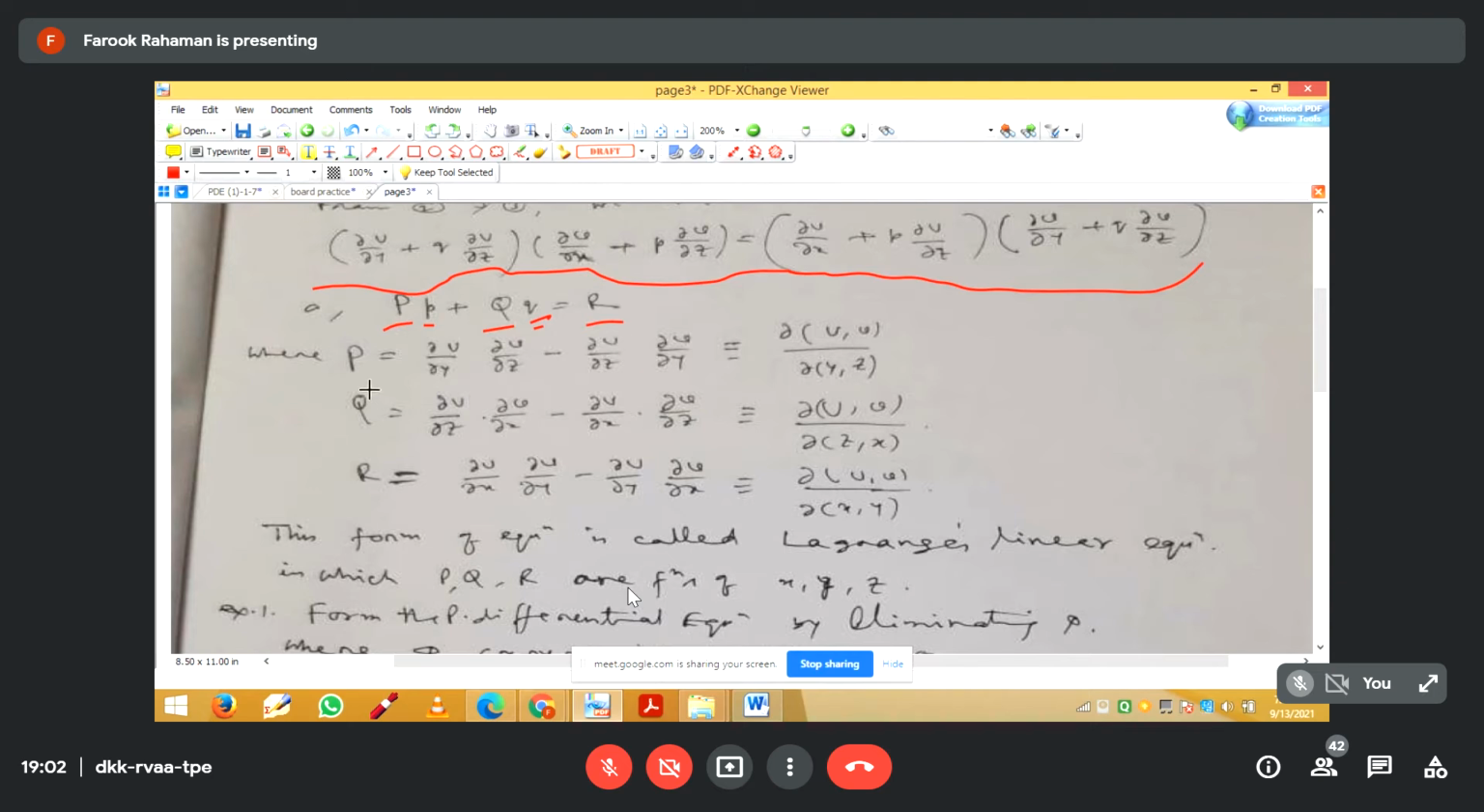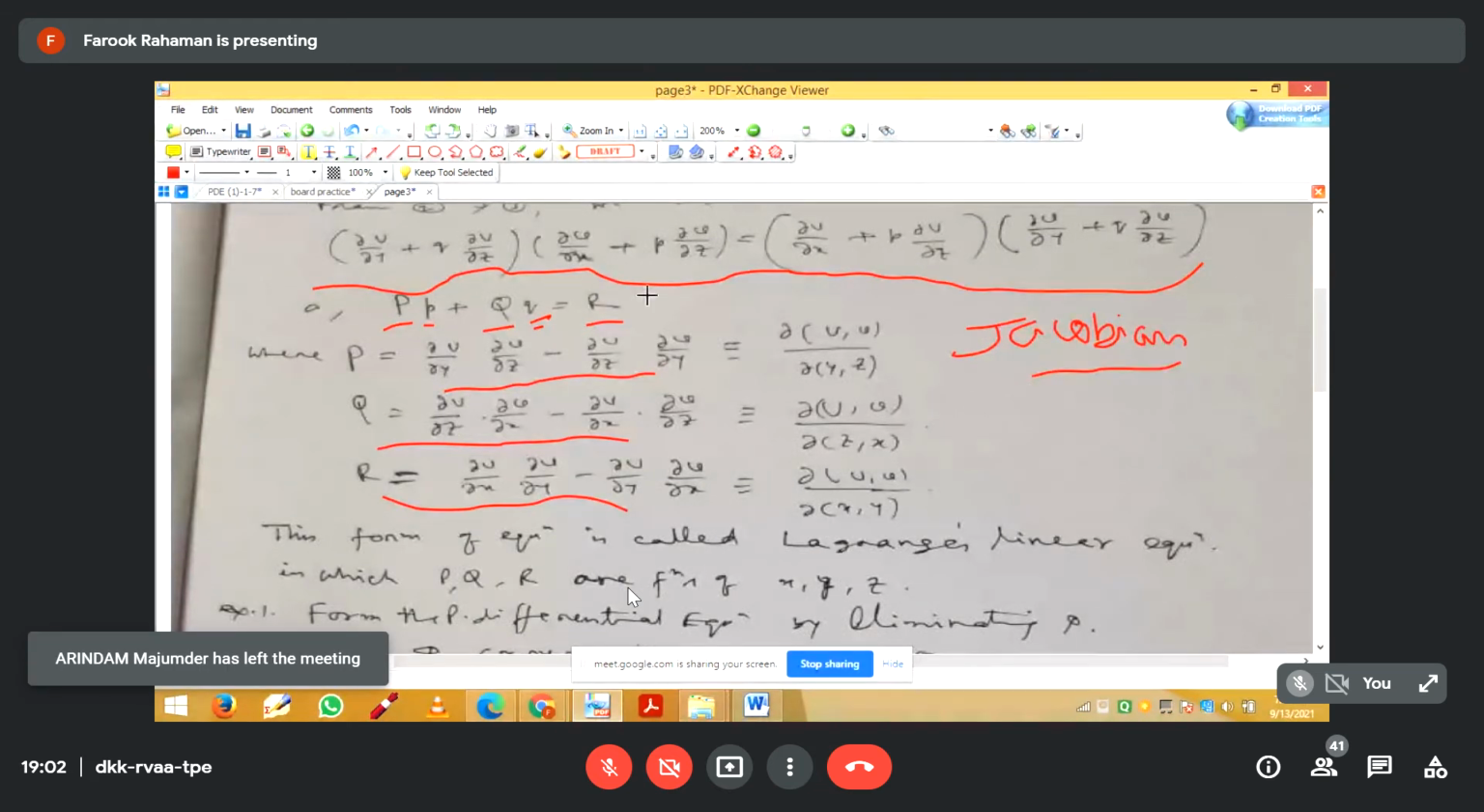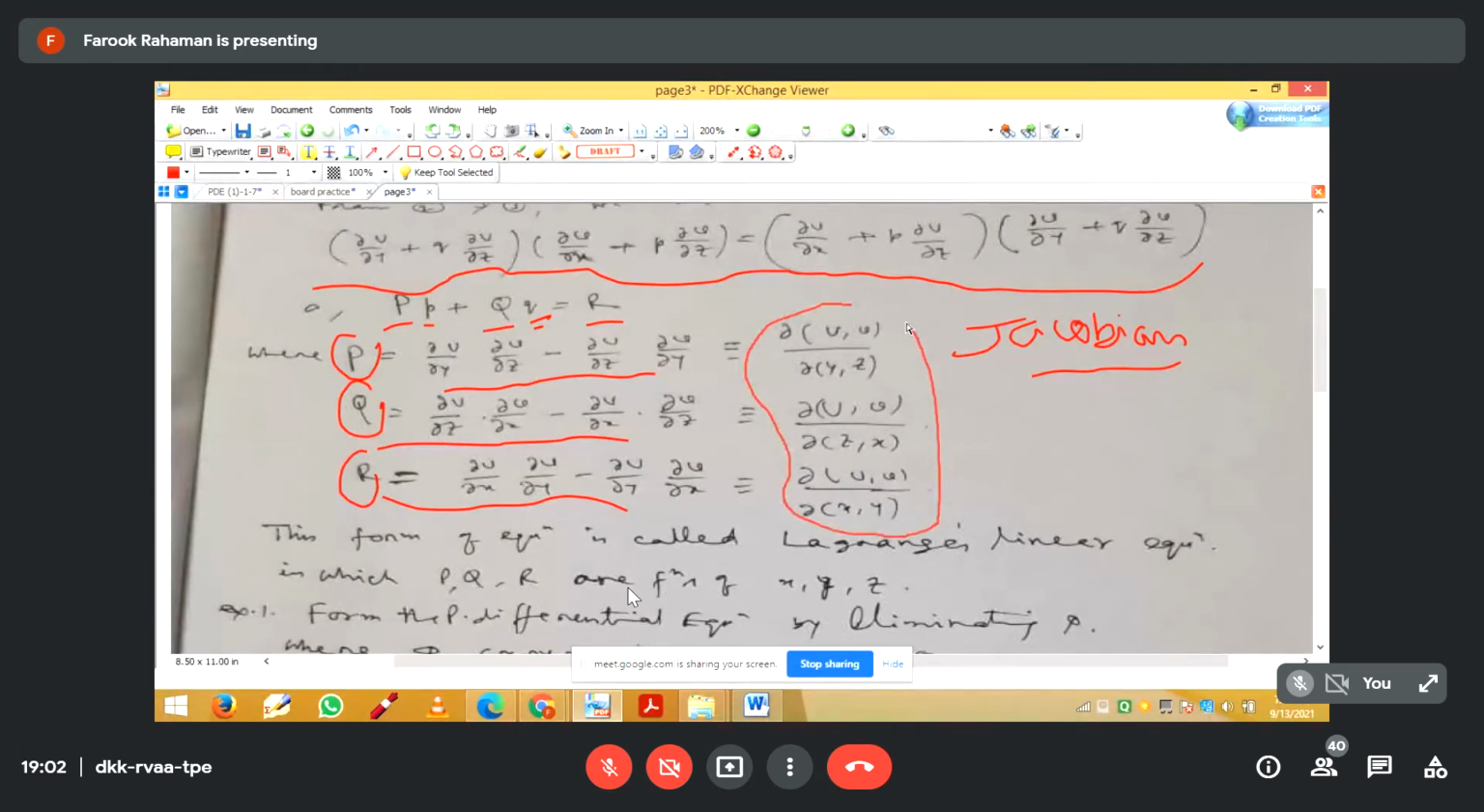What is r and what is p and what is q? p is nothing but this one, and r is nothing but this one. But this expression is nothing but the Jacobian. This is called Jacobian. Do you know Jacobian? Yes, sir. Okay, good, no problem. We use this symbol for the Jacobian. So p, q, and r are in the form of Jacobians.